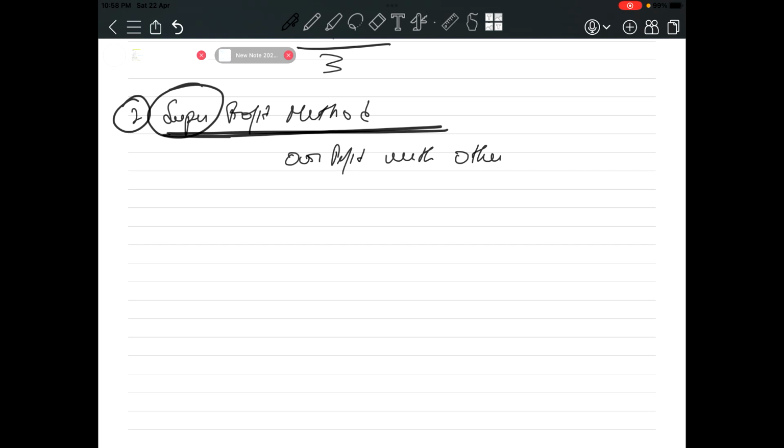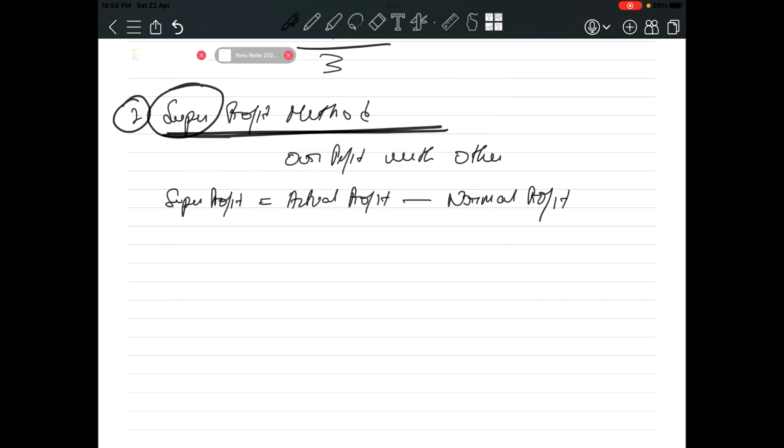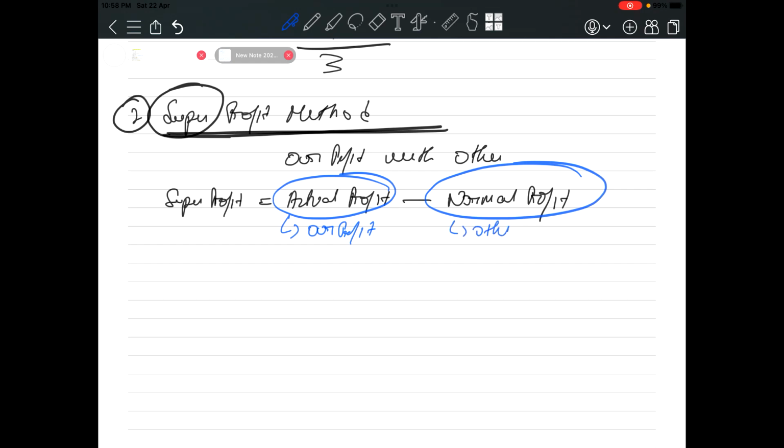Now what is the formula of super profit? Super profit is equal to actual profit minus normal profit. The word super means extra profit. This actual profit will represent our profit, and normal profit will represent others. Normal means what profits people are earning normally in the industry, in the market.